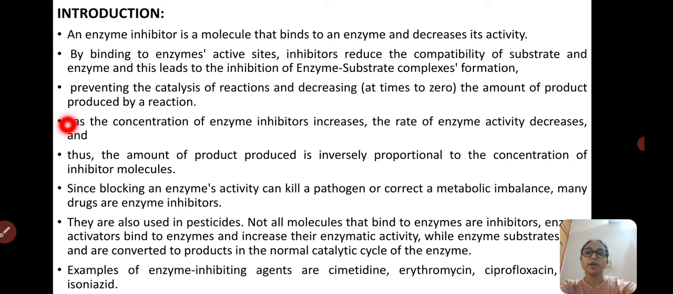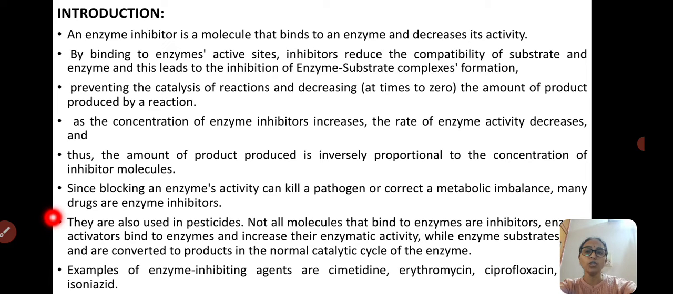Majorly, they are also used as the substances which are going to kill the pathogen and correct the metabolic imbalance. So most of the times the enzyme inhibitors are nothing but the drugs which are going to kill the activity of the pathogen. They are also used in pesticides.